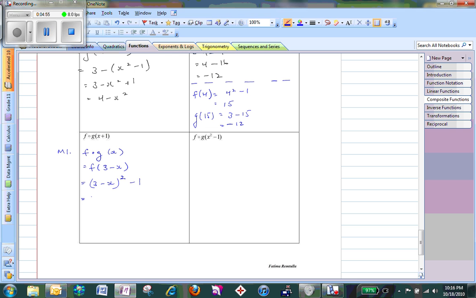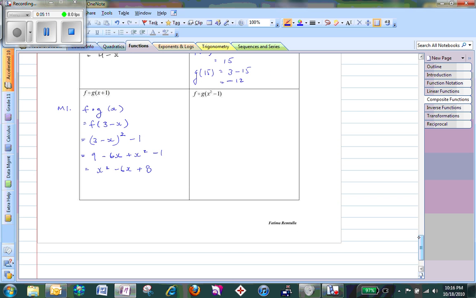FOIL out properly, don't forget the middle term. That's 9 minus 6x plus x squared minus 1, which is x squared minus 6x plus 8. Now this is f of g of x. I can now sub in x plus 1.